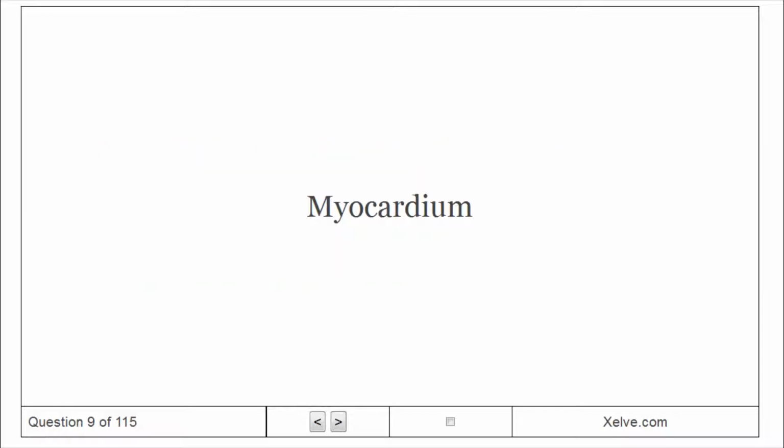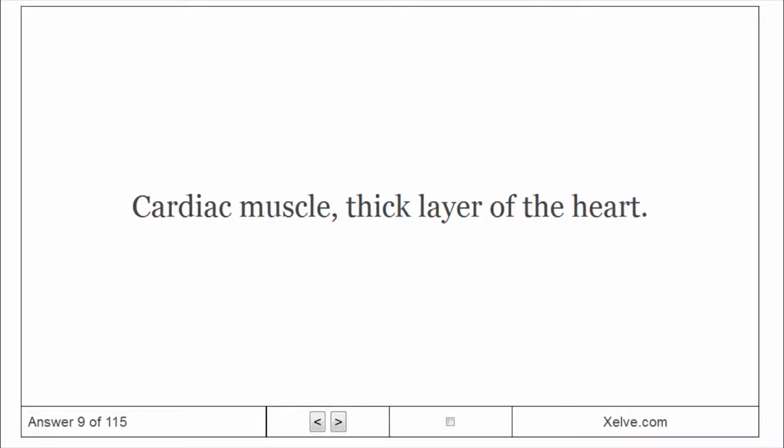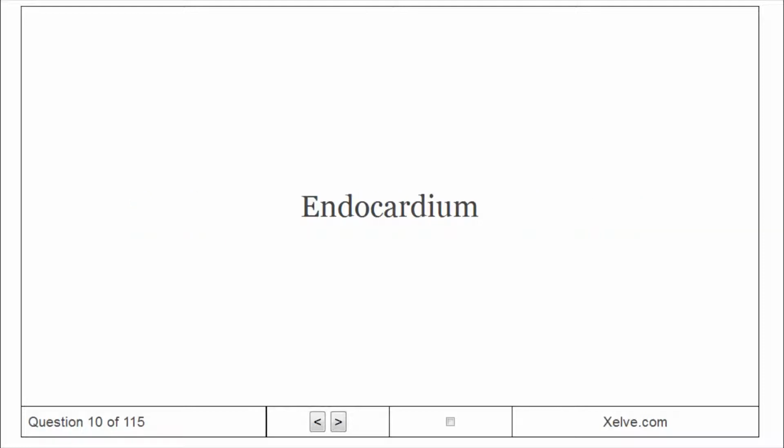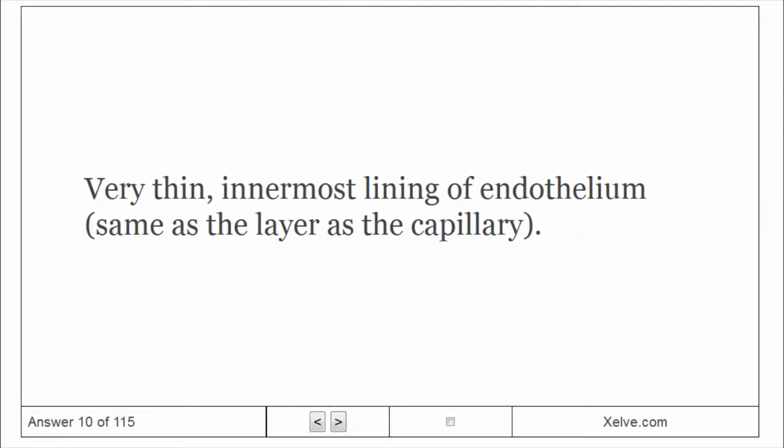Myocardium. Cardiac muscle, thick layer of the heart. Endocardium. Very thin, innermost lining of endothelium, same as the layer in the capillary.